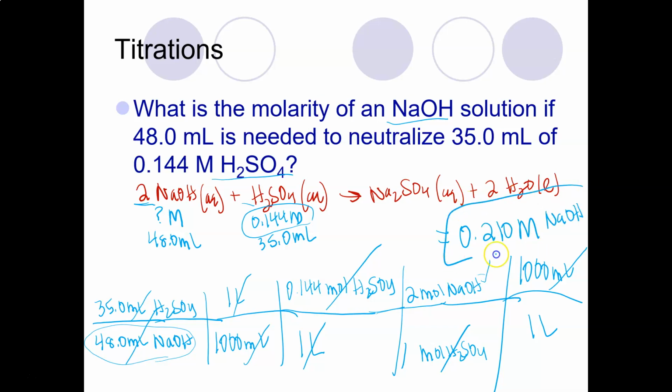If you did M1V1 equals M2V2, you would not have gotten this. If you did M1V1 equals M2V2 and then did some sort of mole ratio in your head, I guess you would have gotten this, but I really hope that you understand what you did, because this is going to be a really common type of problem, not just in lecture, but also in lab.